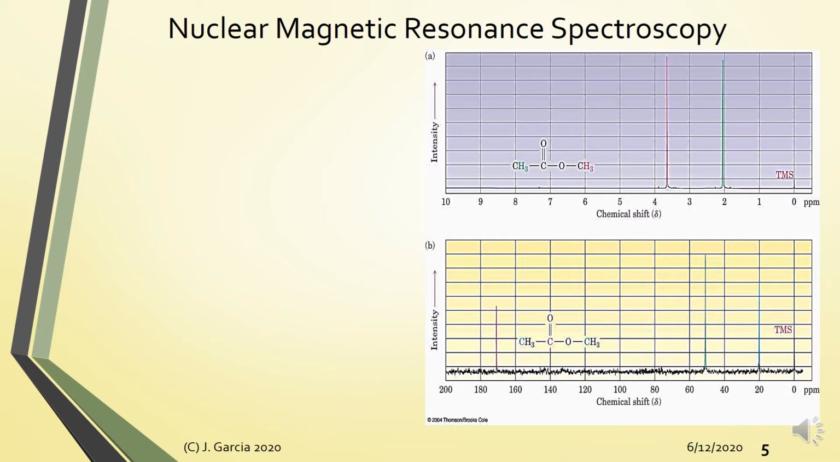Alright, so shown here are the proton and carbon-13 NMR for this ester. Methyl, ano ba ito? Methyl ethanoate, or methyl acetate. Ito yung proton NMR, ito yung carbon-13 NMR. Now, in NMR, we are looking at the nuclei, no?